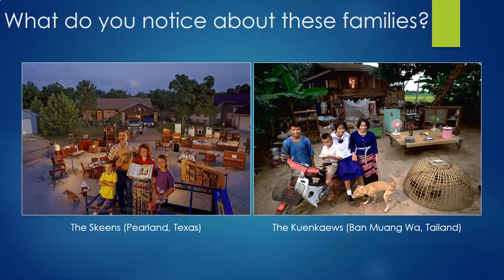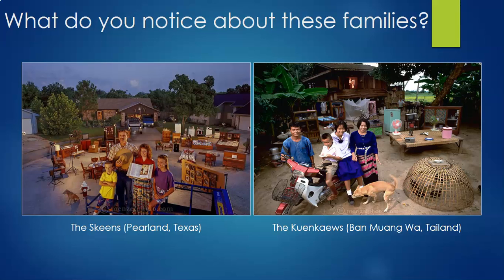So let's compare, for example, the United States and Thai families, the Skeens and the Kunkaus. What are the differences between these families as evidenced by their possessions? The 2 Skeen children have their own bedrooms. The two Kunkau children sleep on one bed covered in a mosquito netting. The Kunkaus own two water buffaloes, several chickens, and a family dog. Their home is surrounded by banana, coconut, mango, and other fruit trees.